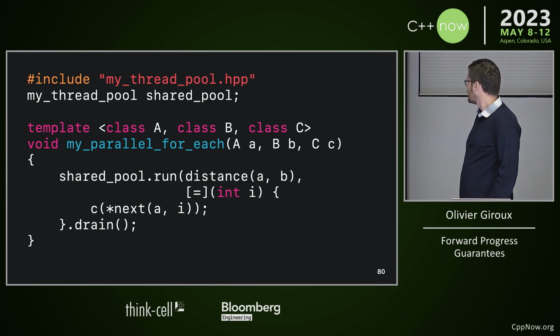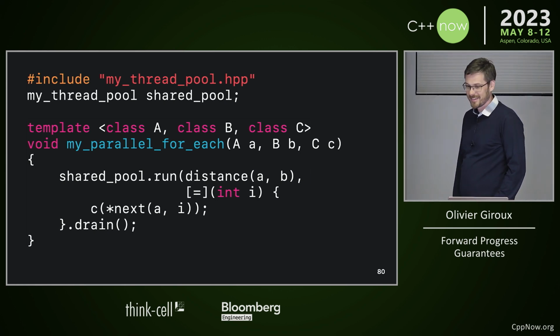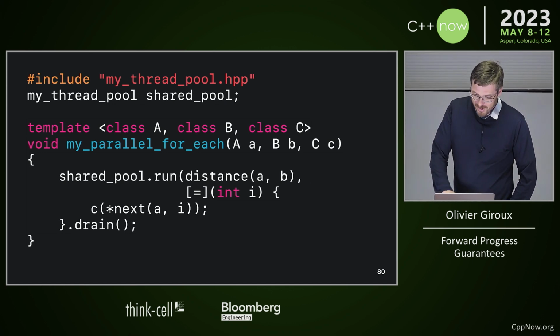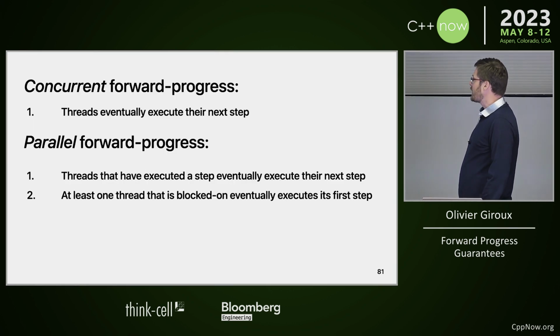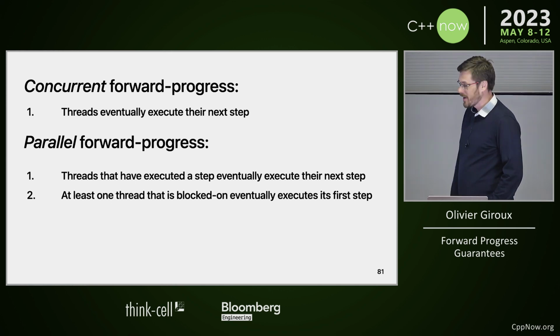Yes? I assume you're missing the bracket or something. Am I? Oh, yeah, I am. I'm missing a paren. Just before the dot drain. All right. So that's our parallel forward progress guarantee. So that's 2 out of 3. Luckily, the third one will be much quicker.